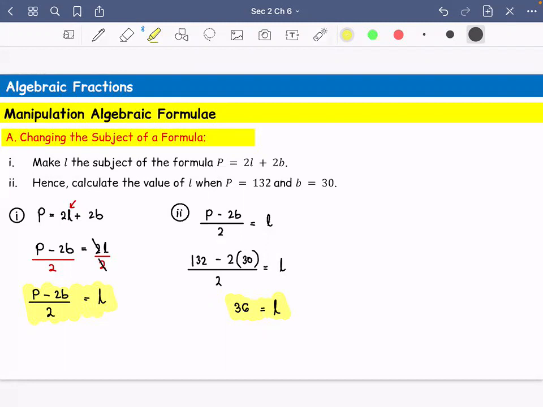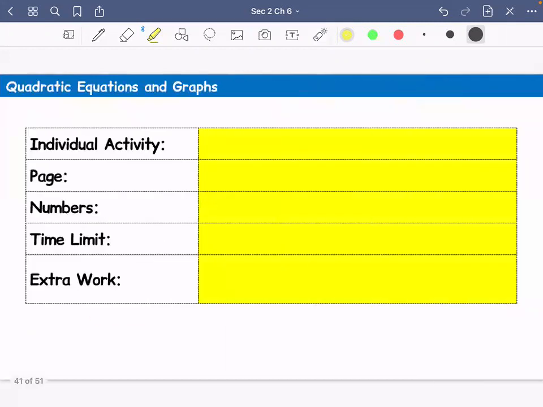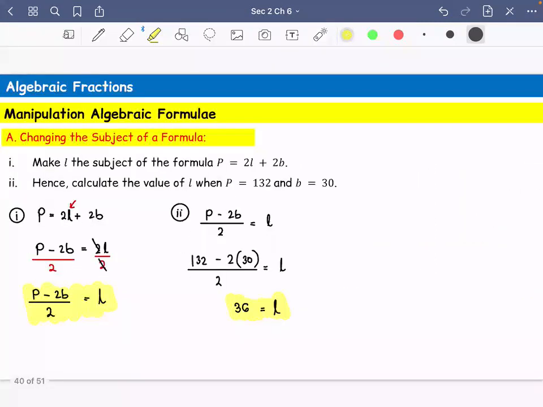Can we go to exercise 6, letter C? We'll be jumping back and forth to exercise 6C. Can you go to exercise 6C?